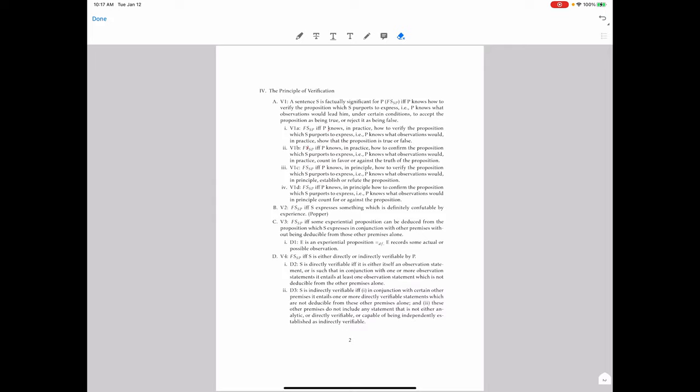So the Popper proposal of substituting falsification for verification doesn't seem like it's going to advance the discussion very much. So Ayer moves past it. And he moves past it along the following lines of thought. You talk about some entailment or deduction requirement so that there is an experiential proposition which can be deduced from the proposition that you started with in conjunction with other premises without being deducible from those other premises alone.